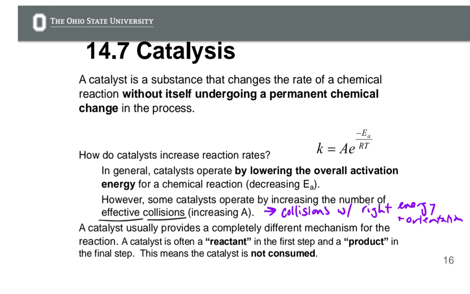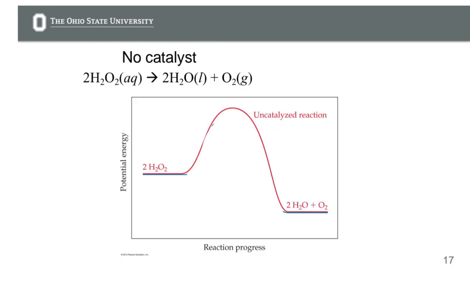So we often see a catalyst as a reactant in the first step, and then a product in the final step. So here, the decomposition of hydrogen peroxide does not occur very quickly. It's a slow process. It is exothermic, as you can see by our reaction coordinate diagram, our reaction progress. We would have a reaction progress diagram that would look something like this for the uncatalyzed reaction.